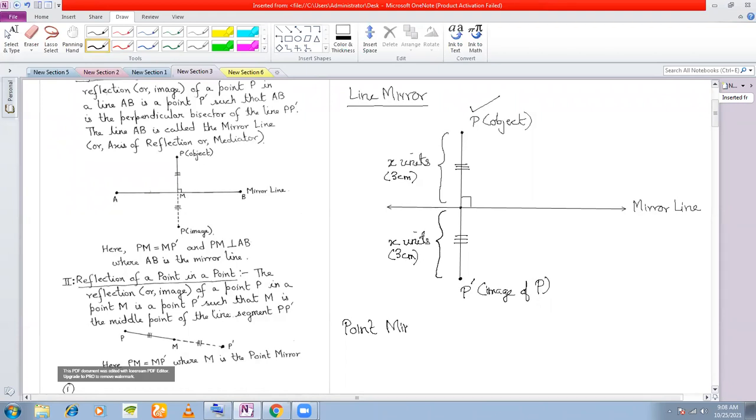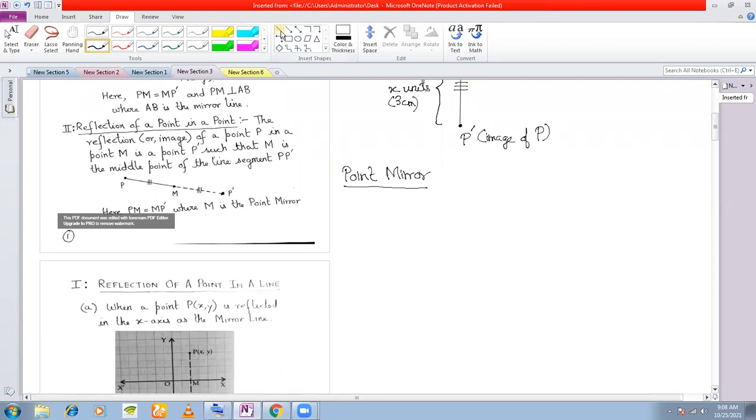We now come to the concept of point mirror. Now, instead of a line mirror, if you have got the mirror in the form of a point, then what happens? Suppose if I give you a point P and I give you another point M, which is your point mirror. Suppose I call this point M. This is your point mirror. And I ask you to reflect this point P in this point M. Then how will you reflect this?